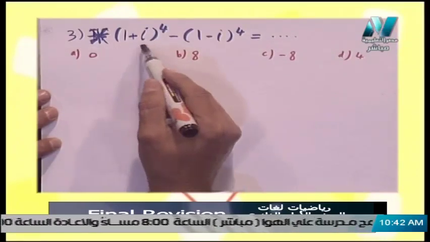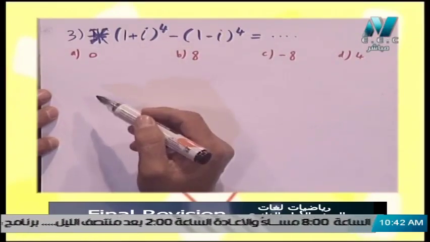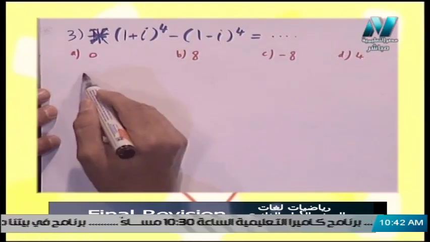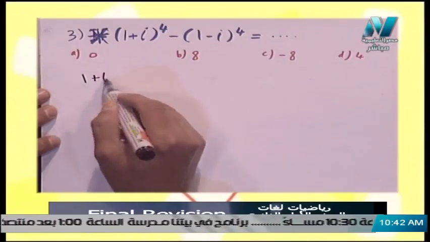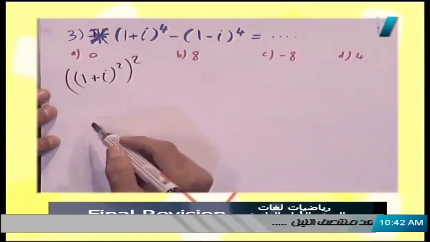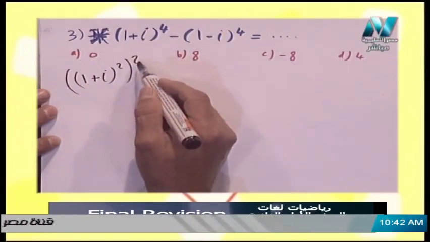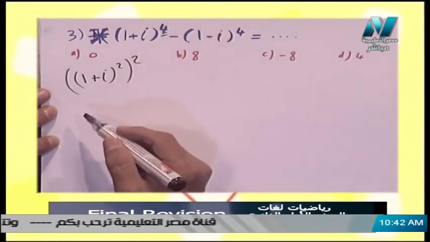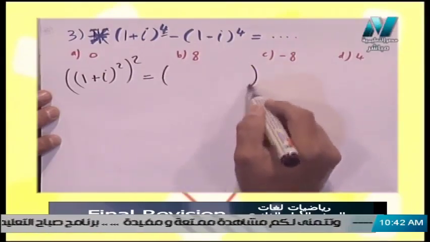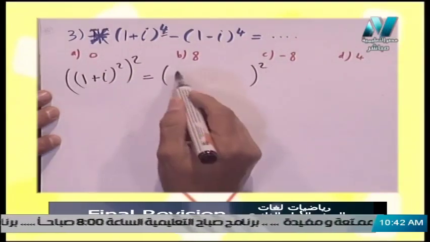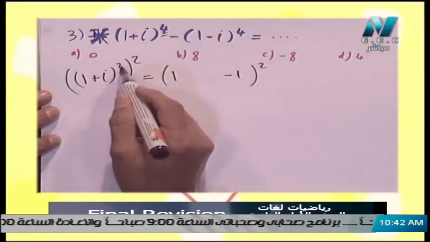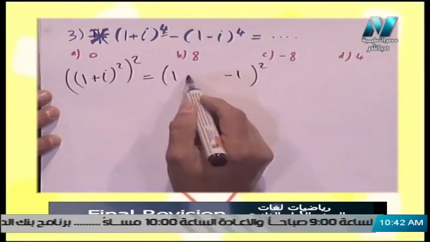We know that (1 plus i) power 4 is difficult for you to find directly. So we can write it as (1 plus i) all power 2, all power 2, because 2 multiplied by 2 equals 4, so it gives the same power. And this is equal to: 1 power 2 equals 1, i power 2 equals negative 1, and 2 multiplied by 1 multiplied by i equals positive 2i.